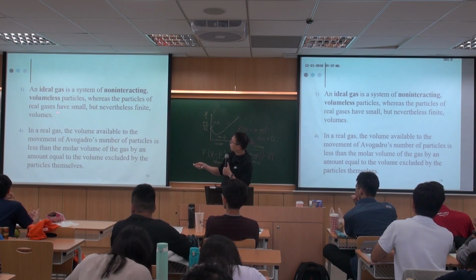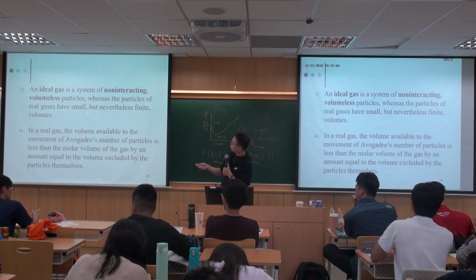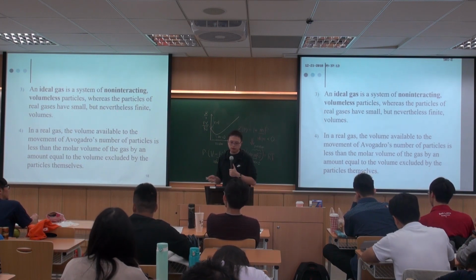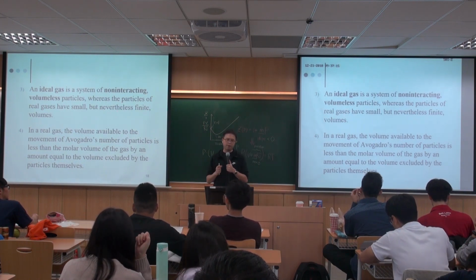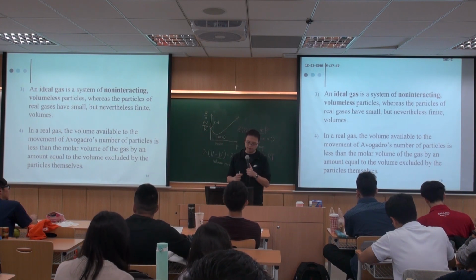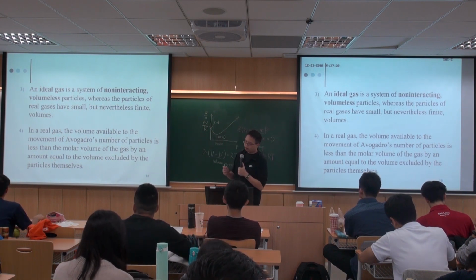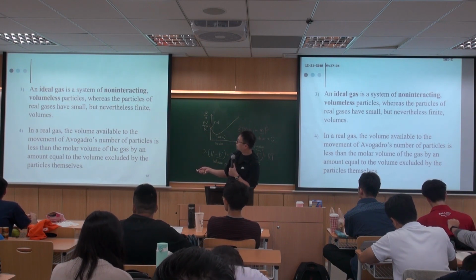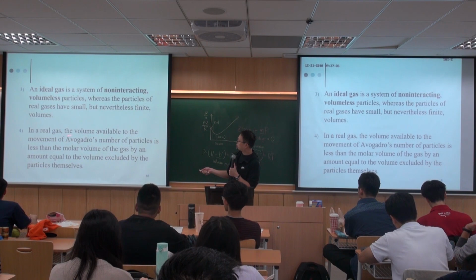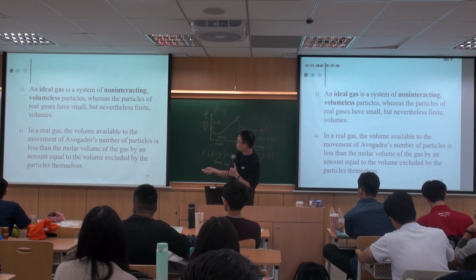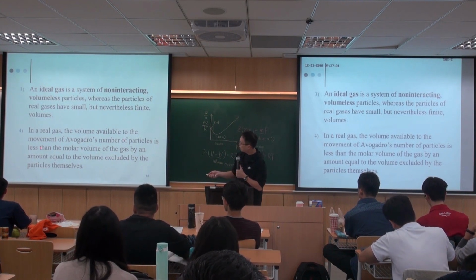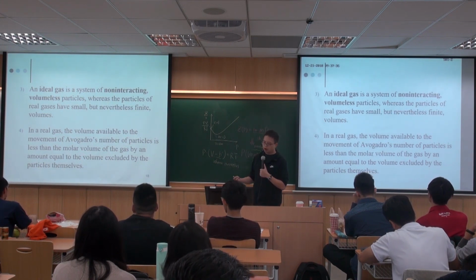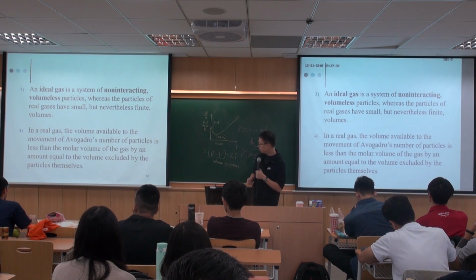So therefore, for real gas, the volume is small, but nevertheless finite. So therefore, they have a finite volume. And therefore, for real gas, the volume available to the movement of this large number, Avogadro number of particles, should be less than the molar volume of the gas by an amount equal to the volume excluded by the particles themselves. What does that mean?